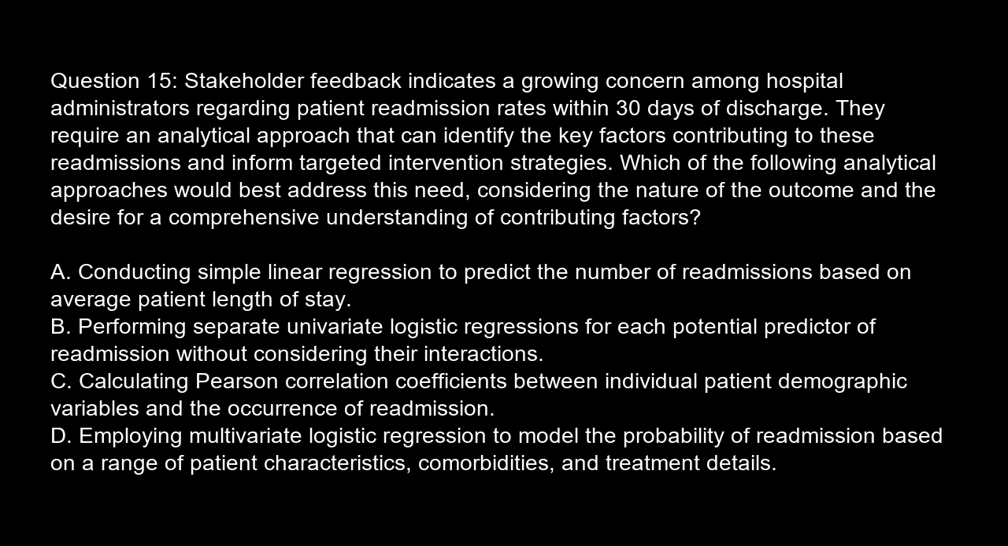Option A. Conducting simple linear regression to predict the number of readmissions based on average patient length of stay. Option B. Performing separate univariate logistic regressions for each potential predictor of readmission without considering their interactions. Option C. Calculating Pearson correlation coefficients between individual patient demographic variables and the occurrence of readmission. Option D. Employing multivariate logistic regression to model the probability of readmission based on a range of patient characteristics, comorbidities, and treatment details.